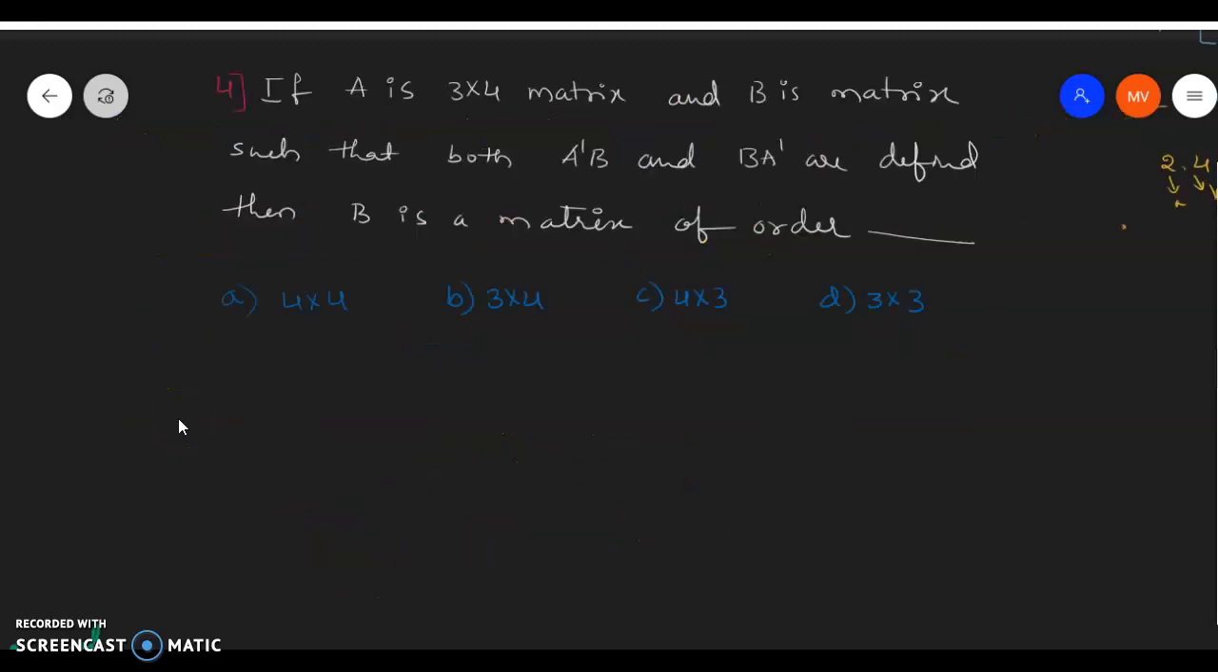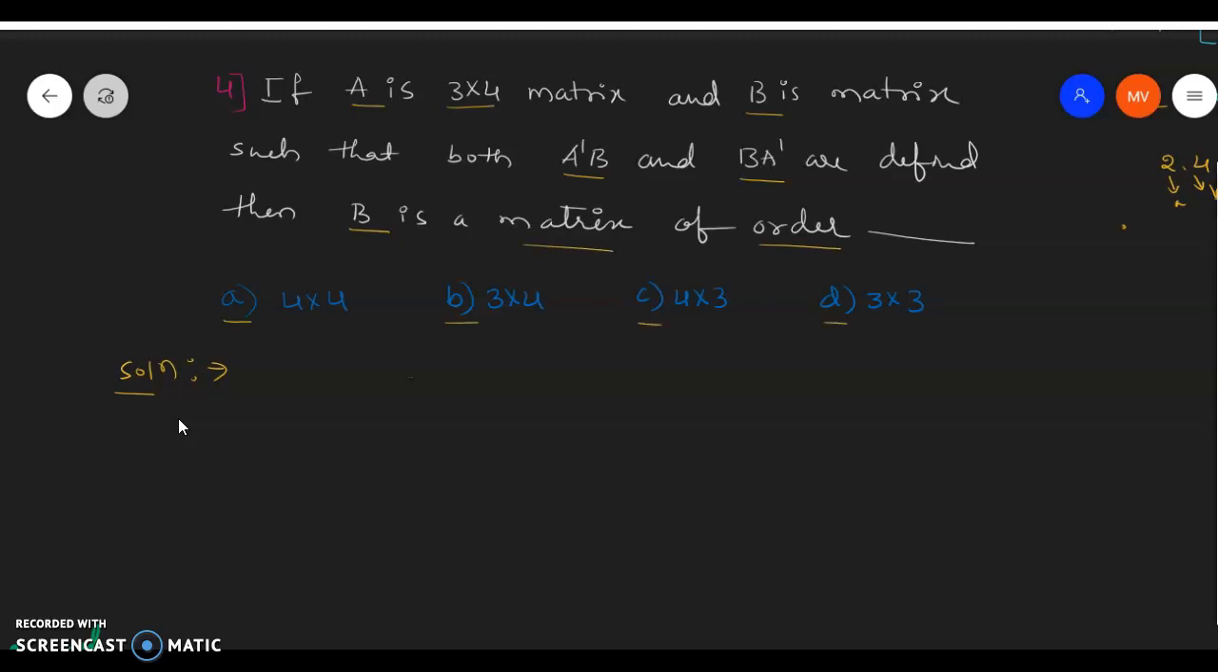So here is your fourth question, dear students. Let me check the solution here. If A is a matrix of order 3 cross 4 and B is a matrix such that both A dash B and B A dash are defined, then B is a matrix of order what? Here are your options A, B, C and D.